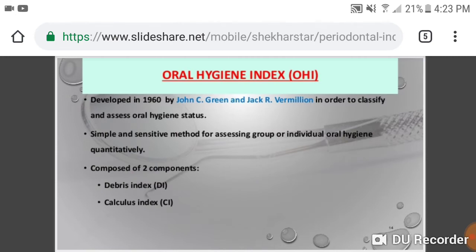Oral hygiene index, developed in 1960 by John C. Greene and Jack R. Vermillion in order to classify and assess oral hygiene status. A simple and sensitive method for assessing group or individual oral hygiene quantitatively. Composed of two components, the debris index and calculus index.